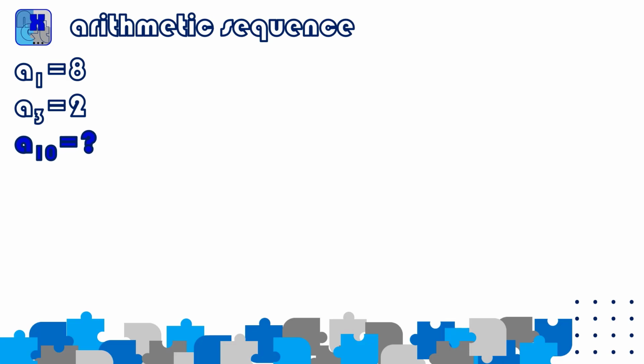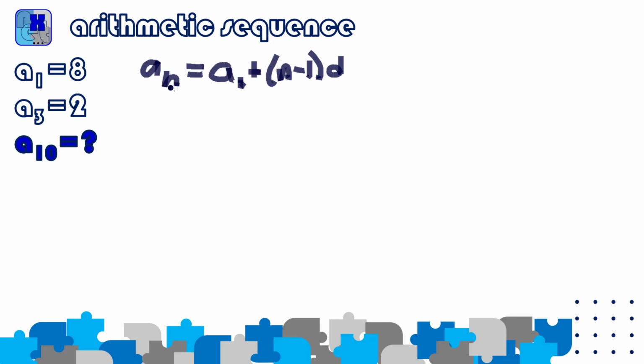Find the 10th element of an arithmetic sequence whose first element is 8 and whose third element is 2. Again, we are still on arithmetic sequence, so it's always nice to be anchored on the formula representing all the elements or terms that can be found in an arithmetic sequence. The formula goes like this: a sub n is equal to a sub 1 plus n minus 1 times d.